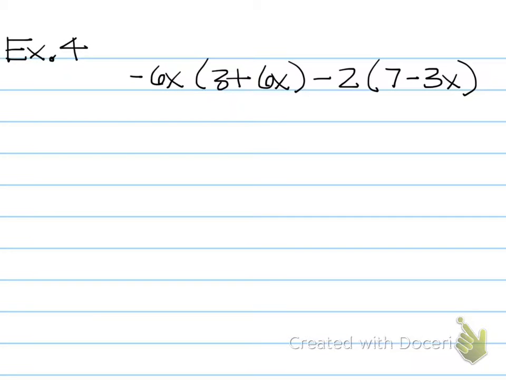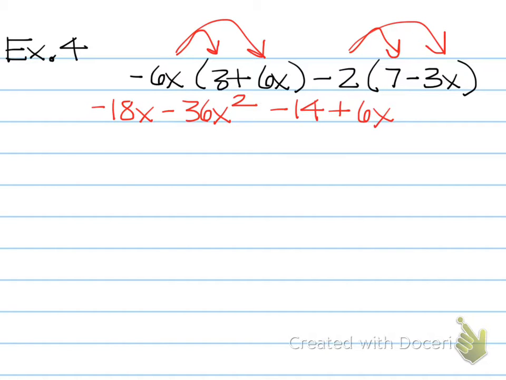And last example. All right, first thing we want to do is distribute. In the steps that I outlined in yesterday's assignment, distributing came before combining like terms, so we want to distribute first. I'm going to multiply the negative 6x times everything inside the parentheses, and I'm going to multiply the negative 2 times everything in the next set of parentheses.